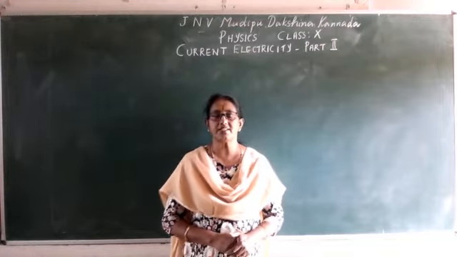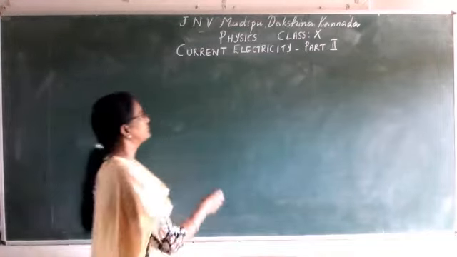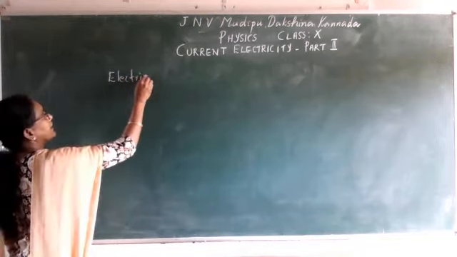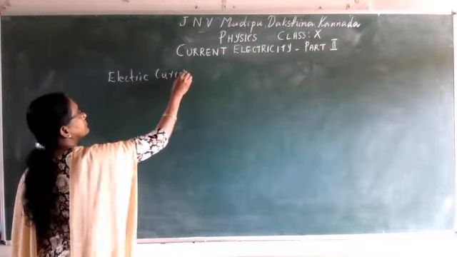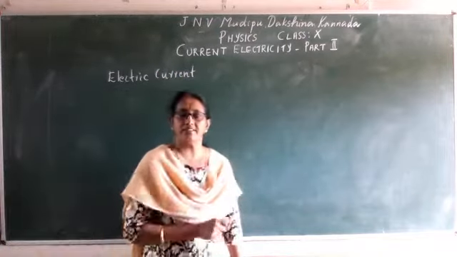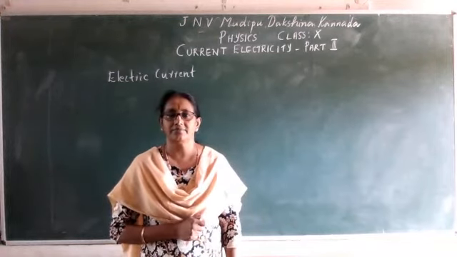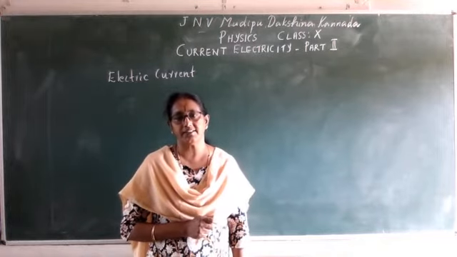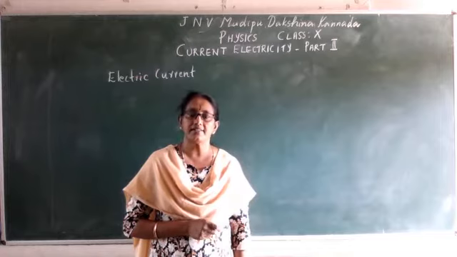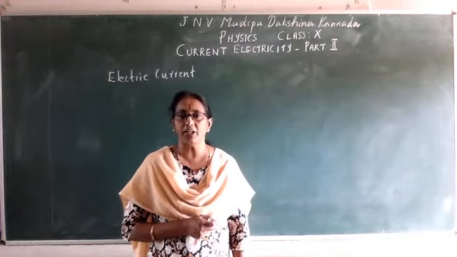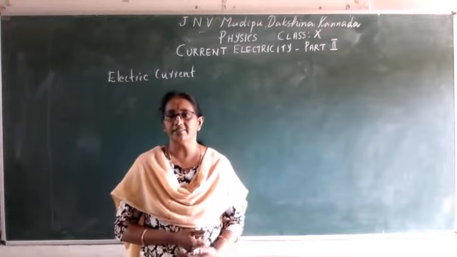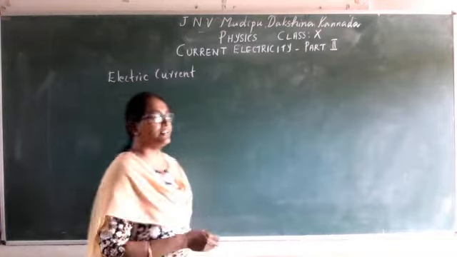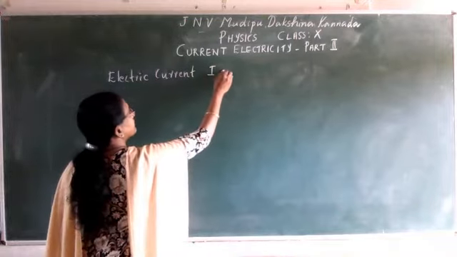First, we discussed electric current. So what is electric current? Can anybody give the answer? What is electric current? Yes, electric current is the rate of flow of charges. Very good. And we have seen a small equation for the electric current. Can anybody else say what the equation was? I is equal to Q by T.